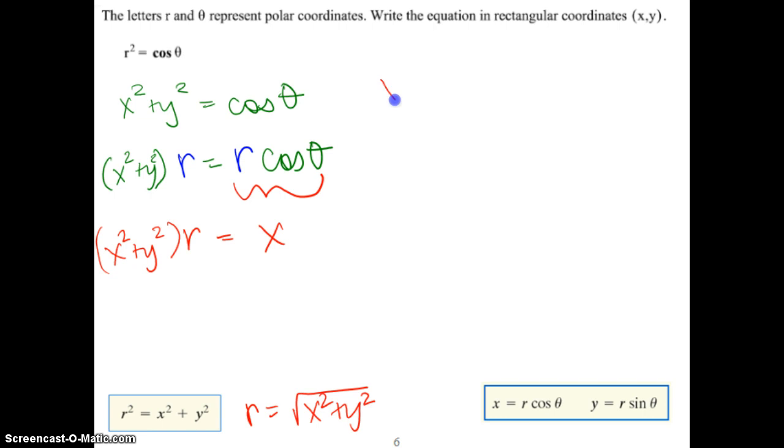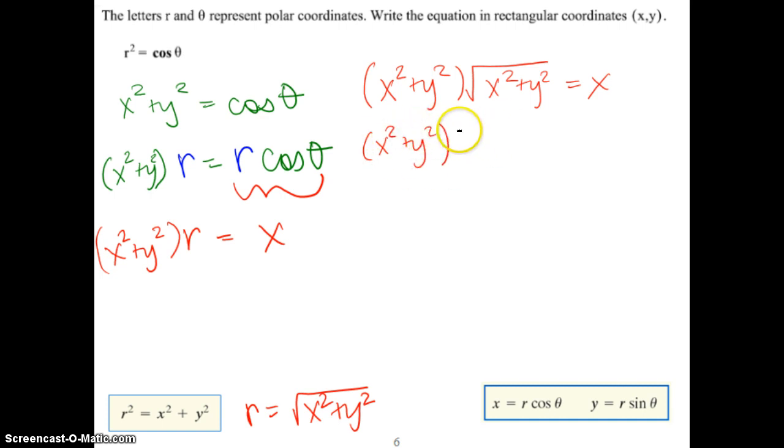So now let's rewrite this as x squared plus y squared times the square root of x squared plus y squared equals x. And so now do you see that this is x squared plus y squared to the first power, and then this is x squared plus y squared to the 1/2 because it's a square root. So if we want to consolidate, remember when you're multiplying two terms together, you add their exponents. So this will be the same thing as saying x squared plus y squared to the 3/2, because this is to the 2/2, equals x.